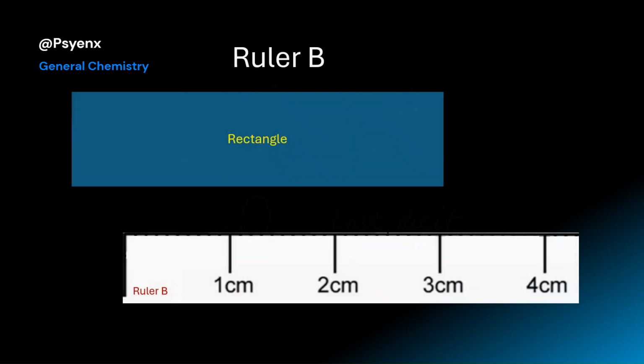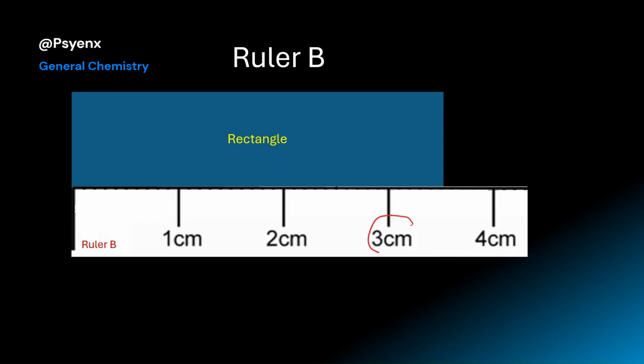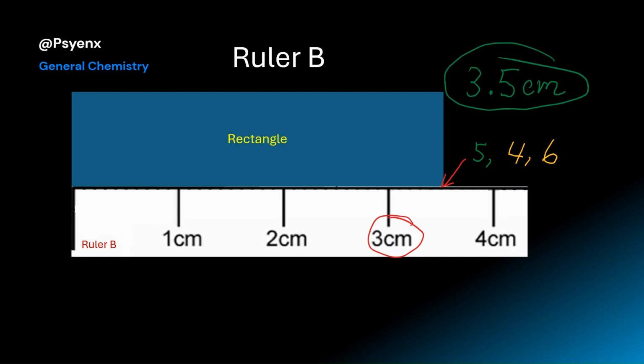Now let's look at the same rectangle with ruler B. This ruler only has the smallest markings for whole centimeters: 1, 2, 3, 4. The edge passes the mark 3. That is the only certain digit this time. Last digit, the guess is about 5. Again, you may guess 4 or 6, all acceptable. Then we report 3.5 centimeters.